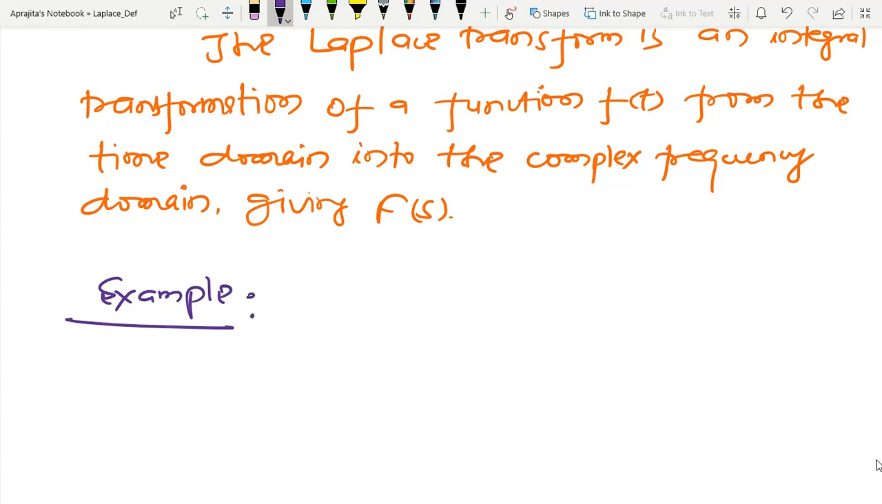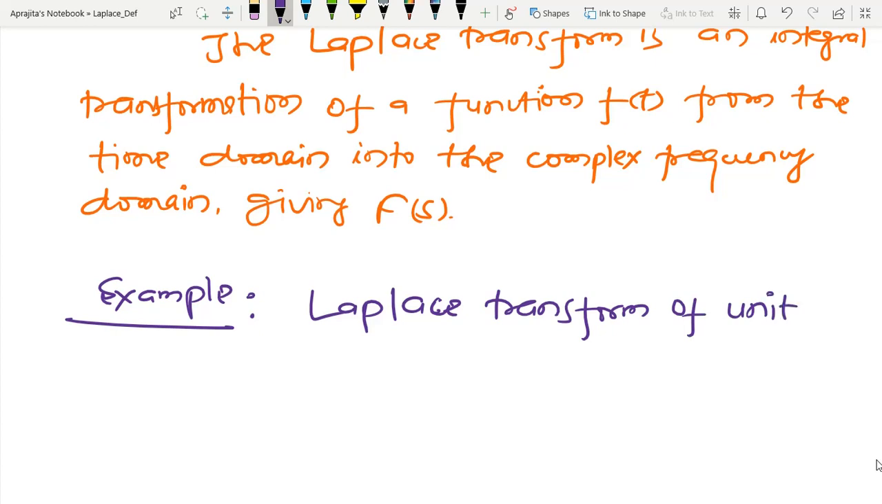Now suppose that I have to calculate the Laplace transform of the unit step function. We have already defined what the unit step function means.